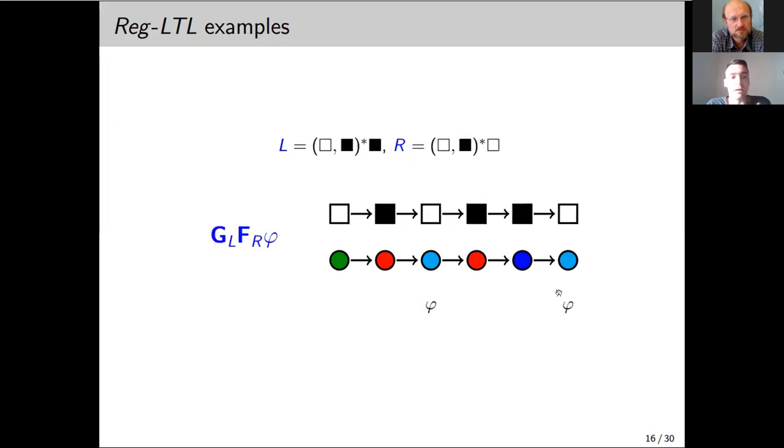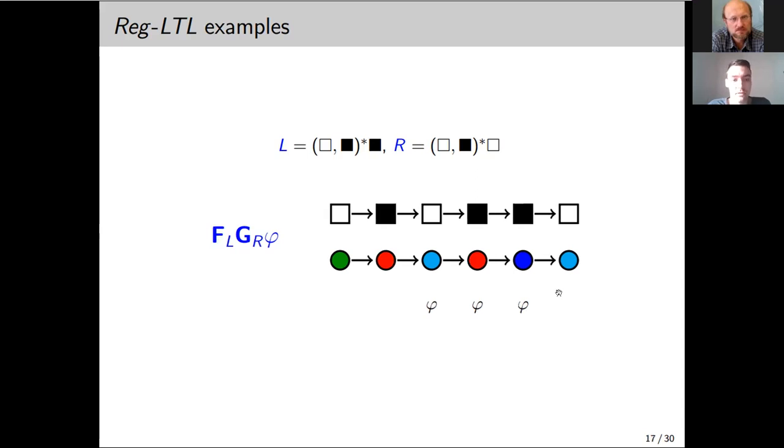So there are a couple of examples just to get more experience with the logic. This is, for example, the classical liveness formula, I suppose, but now parameterized. It says that whenever we have a black box, then there will be a moment where the white box arises, and from that moment, the formula phi will be satisfied. And here is an example of a trace that satisfies this requirement.